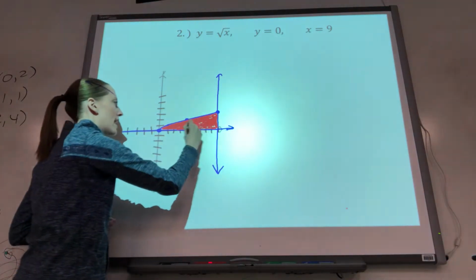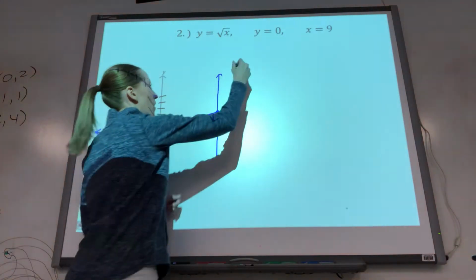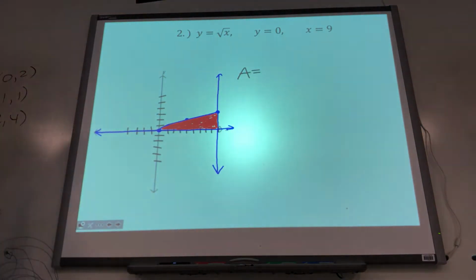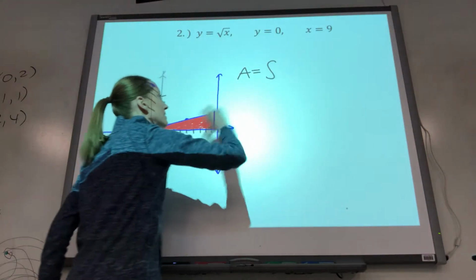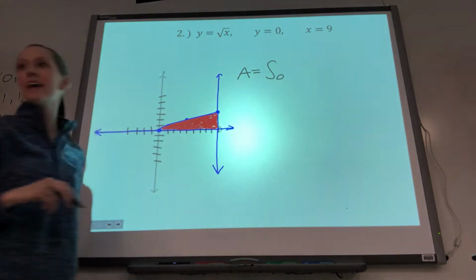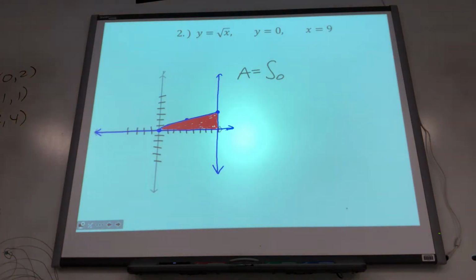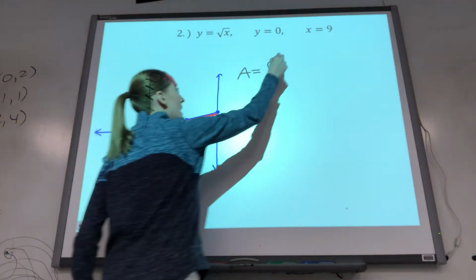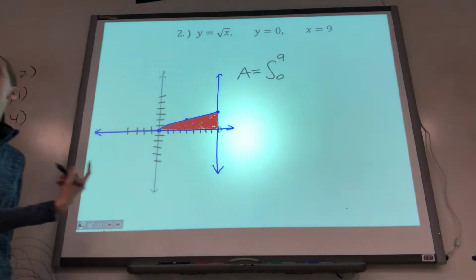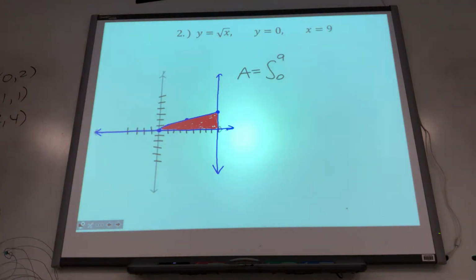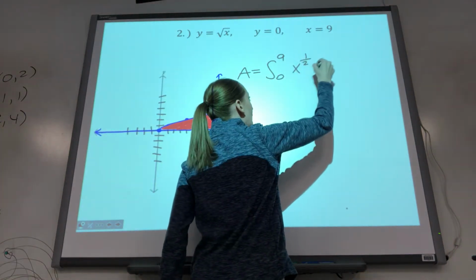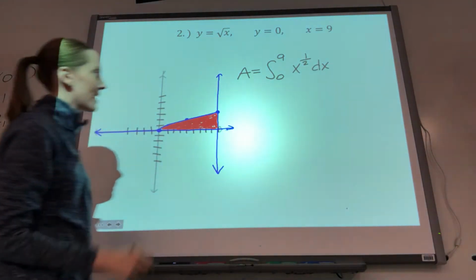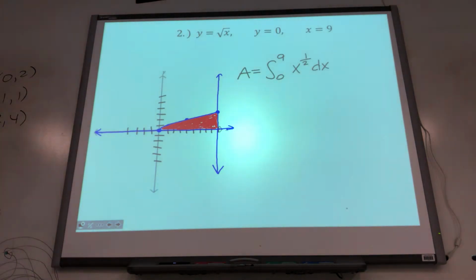So when I set up my integral to find the area, what would be the lower bound? 0. We are going to like it when one of our bounds is 0 because 0 is really easy to plug in. Upper bound is 9. That's the biggest x value on there. And I'm integrating the square root of x. So I'm going to go ahead and turn that into x to the 1/2 power.